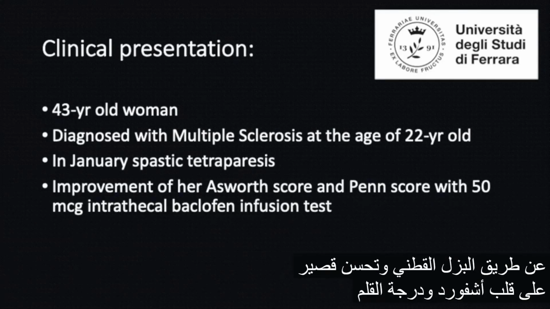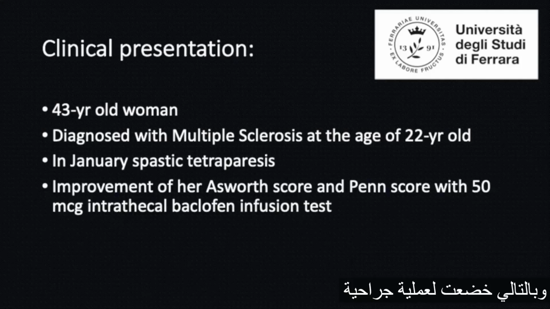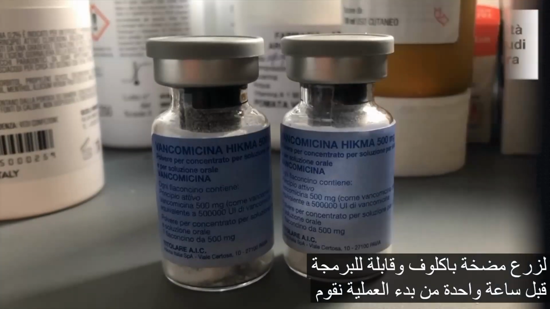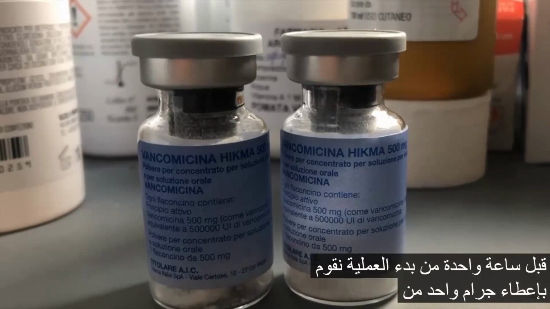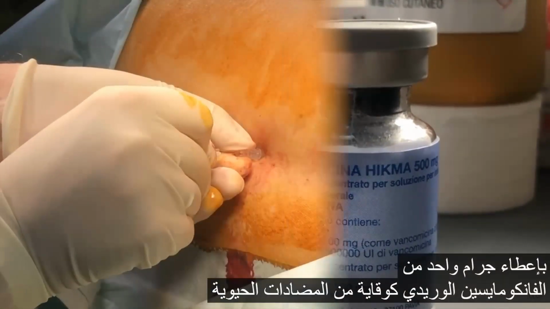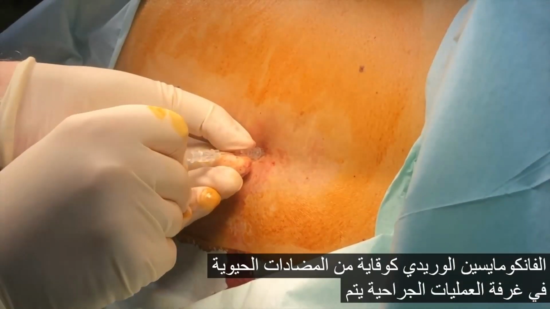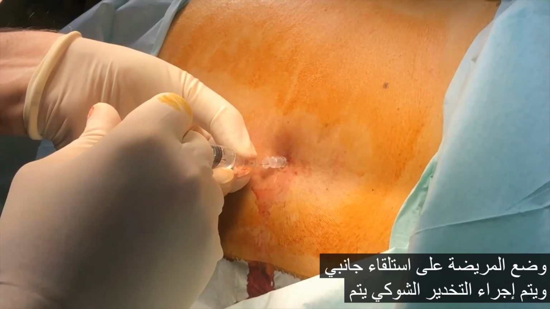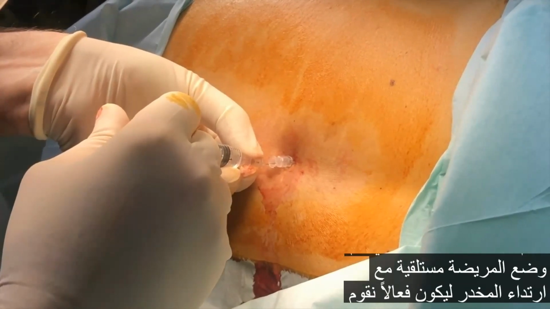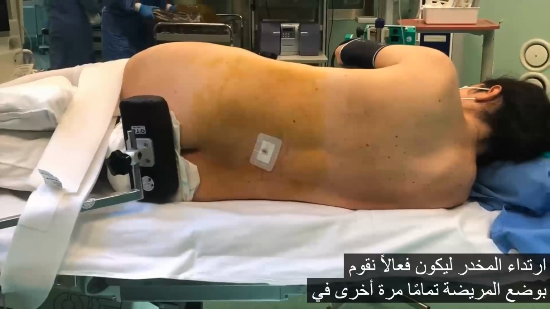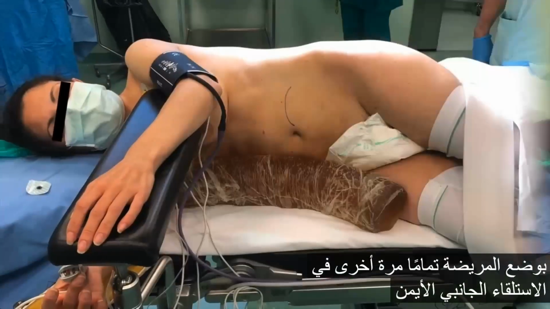and Penn score. Thus, she underwent surgery for a baclofen programmable pump implantation. 1 hour before the operation starts, we administer 1 gram of intravenous vancomycin as antibiotic prophylaxis. In the surgical theater, the patient is positioned on lateral decubitus and spinal anesthesia is performed. The patient is positioned supine while waiting for the anesthetic to be effective. We thoroughly position again the patient in a right lateral decubitus.